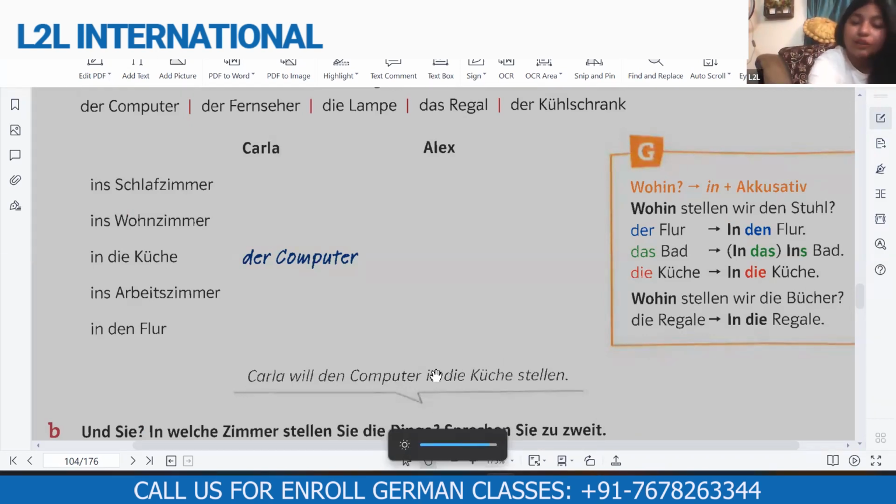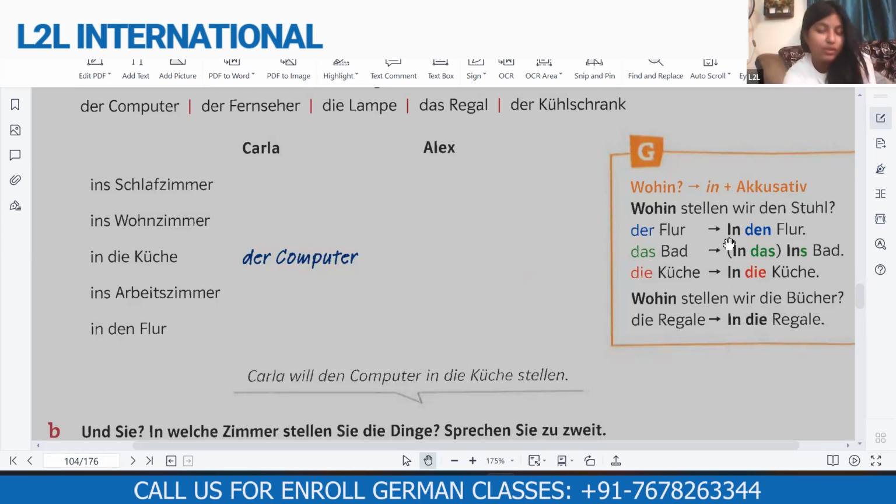So it will become den Computer in die Ecke stellen. Again, accusative with feminine doesn't change, so it will remain die Ecke, no change. If it is in das, in short form you can write ins. If it is a masculine article, then it will change to den.